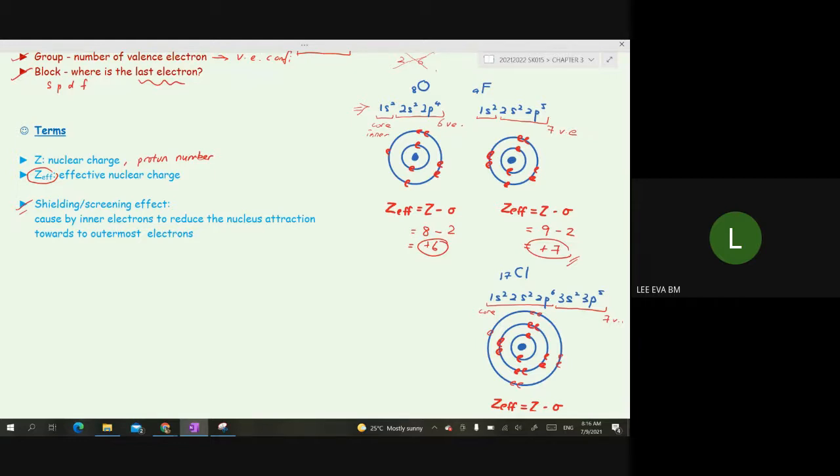Its attraction is a bit less if it has a lot of shielding. Here there is a definition, you can see over here: the shielding effect, or sometimes called the screening effect, is caused by the inner electrons, which reduce the nucleus attraction towards your outermost electron. Outermost electrons here means your valence electrons as well.